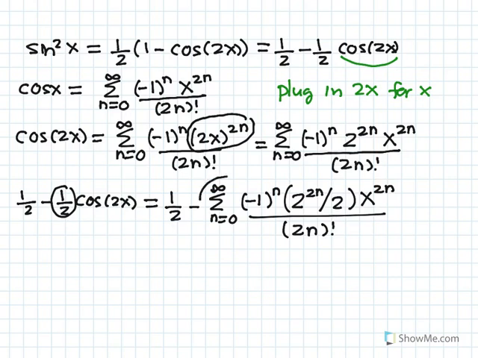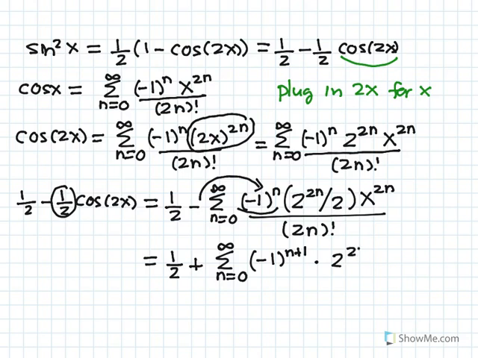Now, this negative multiplies by (-1)^n, and we get (-1)^(n+1). So we can rewrite this as 1/2 plus the summation n equals 0 to infinity of (-1)^(n+1) times 2^(2n-1). Because we have the same base, we subtract off the exponents. 2^(2n) divided by 2, that's the same as 2^(2n-1), times x^(2n) divided by (2n)!.